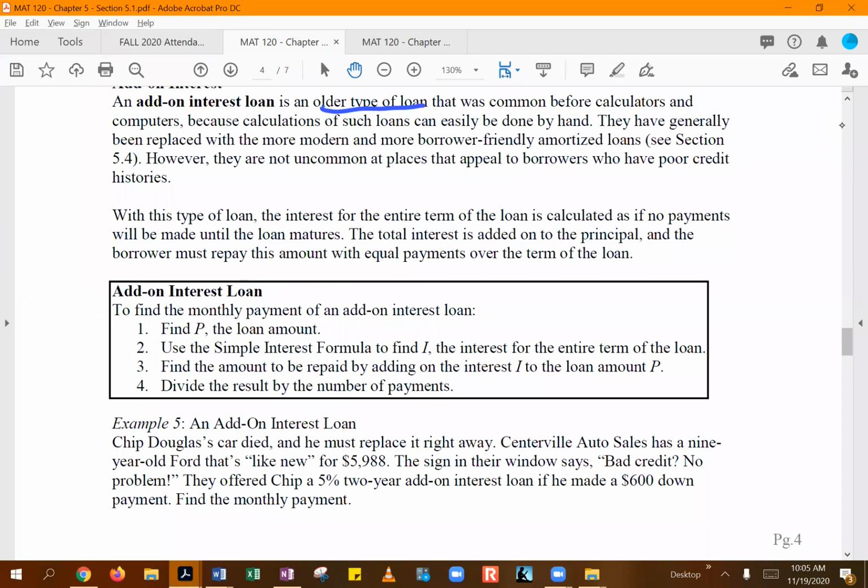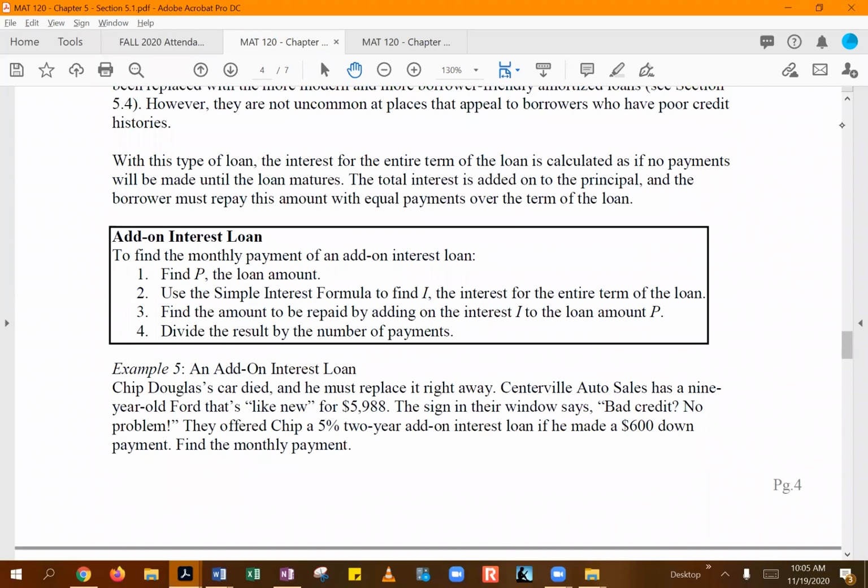So with this type of loan, the interest for the entire term of the loan is calculated as if no payments were being made until the loan matures. So that's happening as though you were going to make all your payments at the end of the loan, when the maturation time happens. The total interest in this case is added onto the principal, and the borrower will repay this total amount with equal payments over the term of the loan.